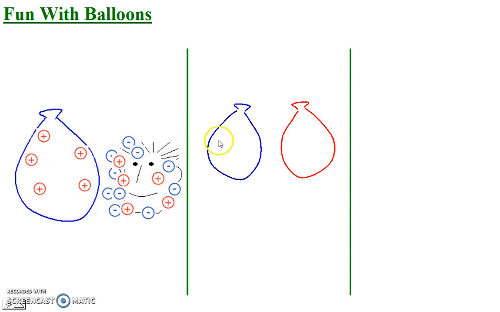So here are our two balloons, and we just did this. We know that the blue balloon is positive, but we did the exact same thing to the red balloon, which means it also lost electrons. It is also positive, and a positive and positive would repel each other. And of course, that's what they did. We saw that happen in the video.